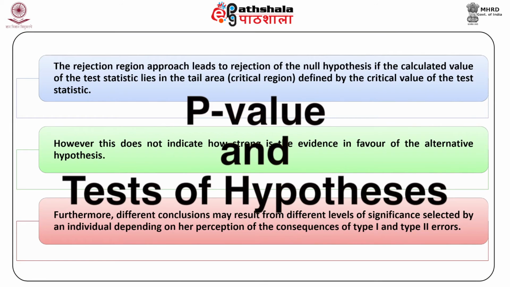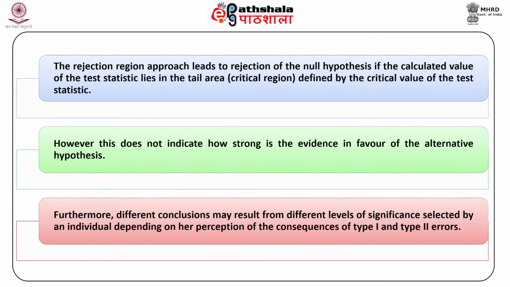P-value and tests of hypothesis. The rejection region approach leads to rejection of the null hypothesis if the calculated value of the test statistic lies in the tail area, that is the critical region, defined by the critical value of the test statistic, for example, z alpha or minus z alpha or plus minus z alpha by 2. However, this does not indicate how strong is the evidence in favor of the alternative hypothesis.